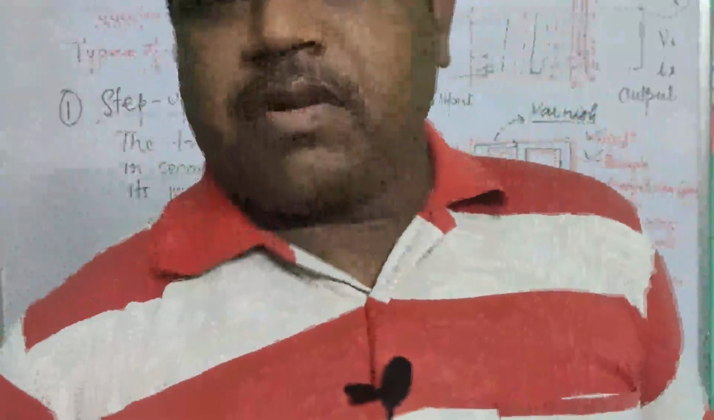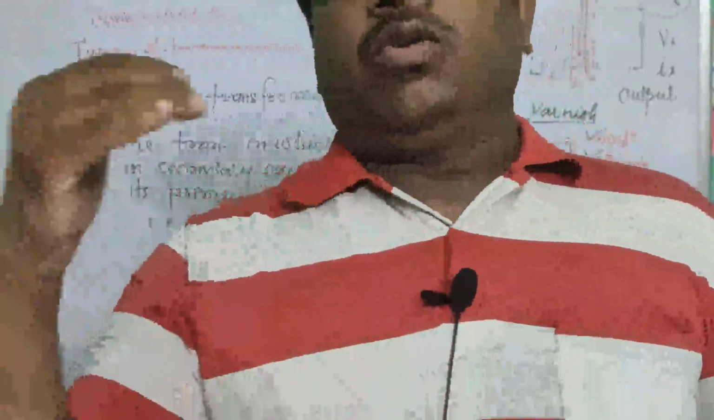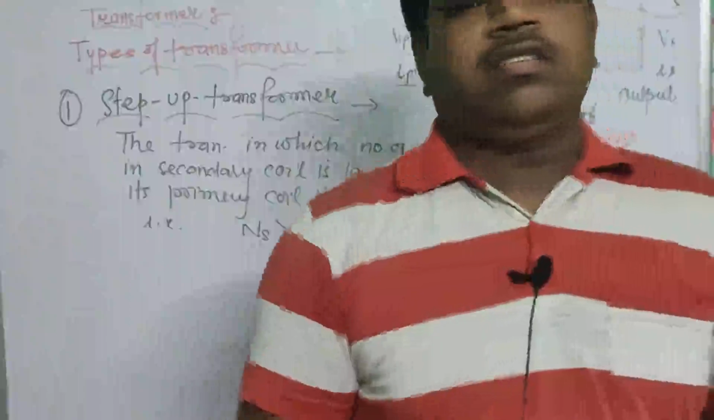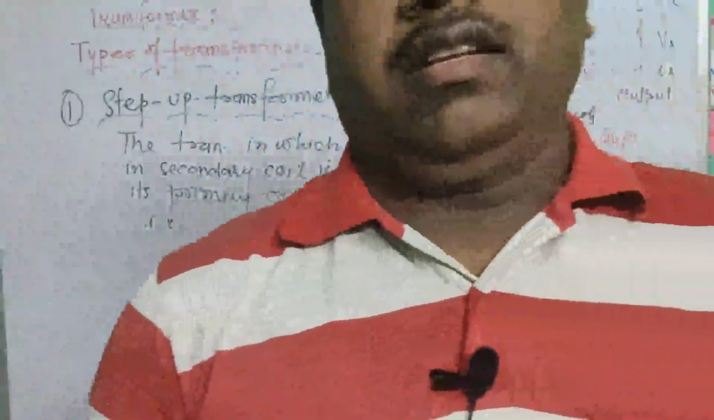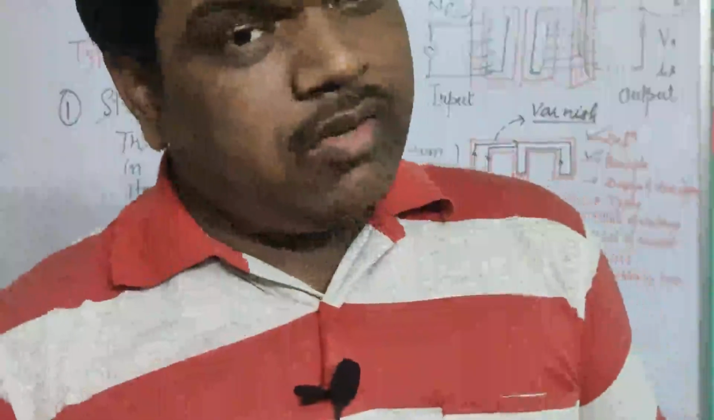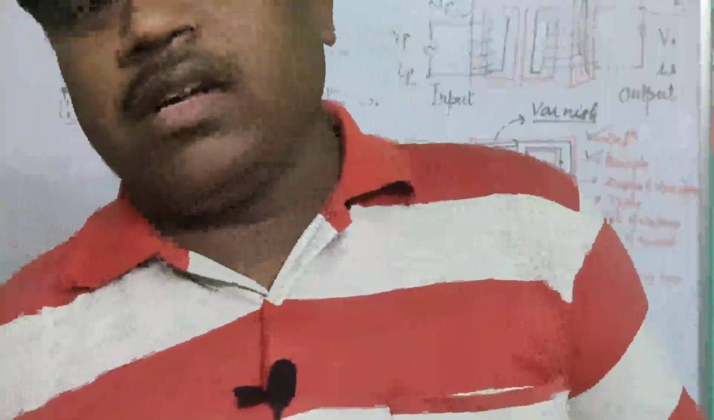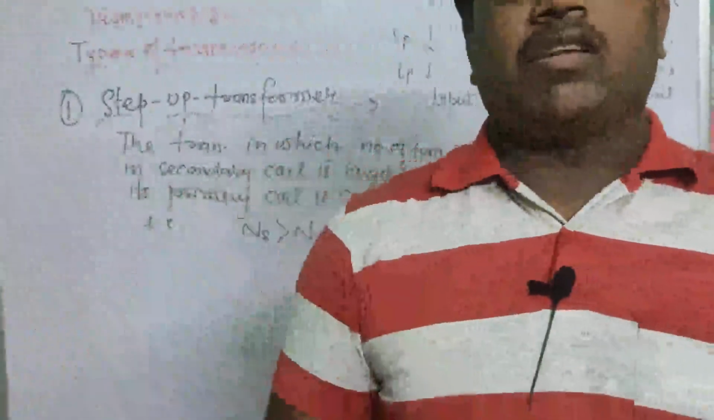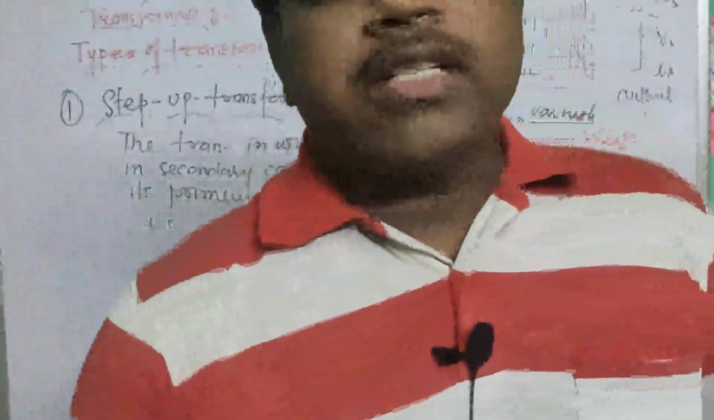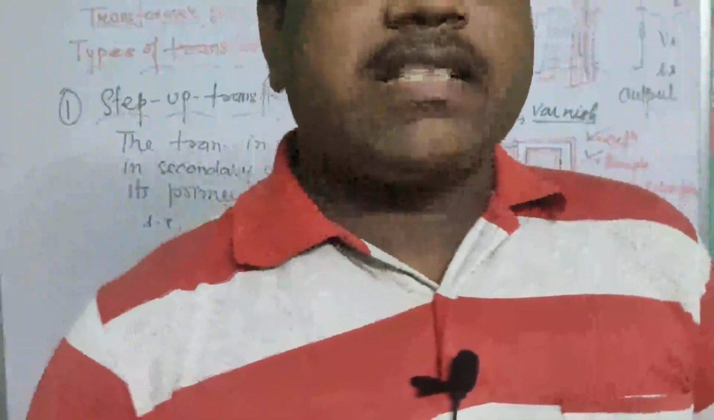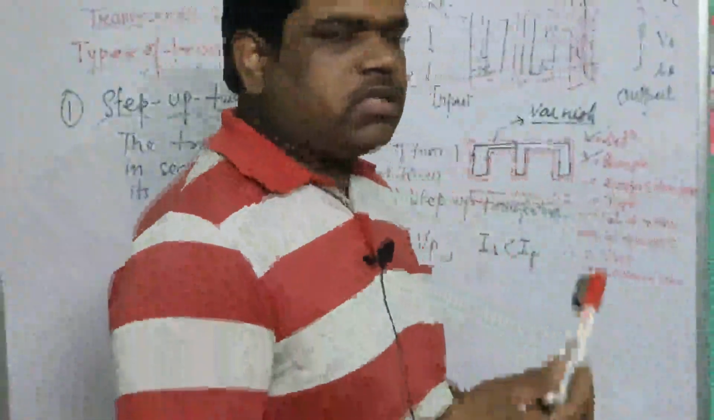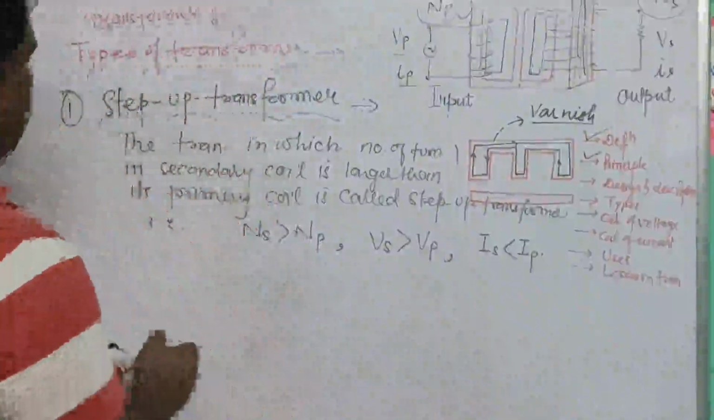So step up transformer के क्रॉस जो सेकेंडरी कॉइल के क्रॉस हमको वोल्टेज प्राइमरी कॉइल के कंपैरिजन में ज्यादा मिलता है. But on the other hand, what about the step down transformer? In case of a step down transformer, the voltage across secondary coil will be small as compared to the primary coil.